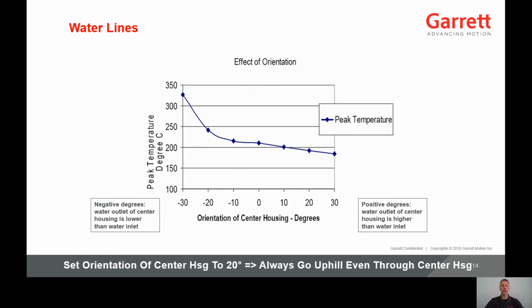This graph represents the effect of center housing orientation to peak temperature after shutdown. The negative degrees on the left side of the graph represent the water outlet of the center housing lower than the water inlet.